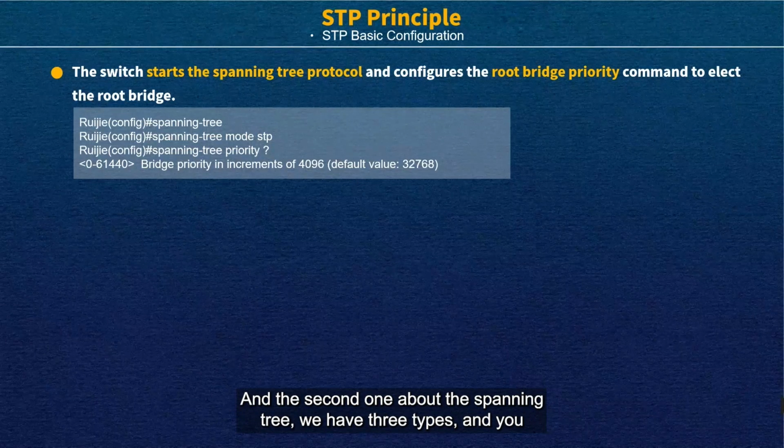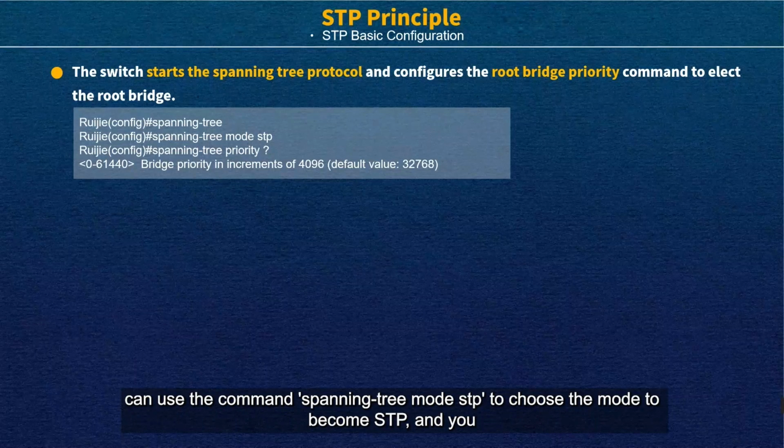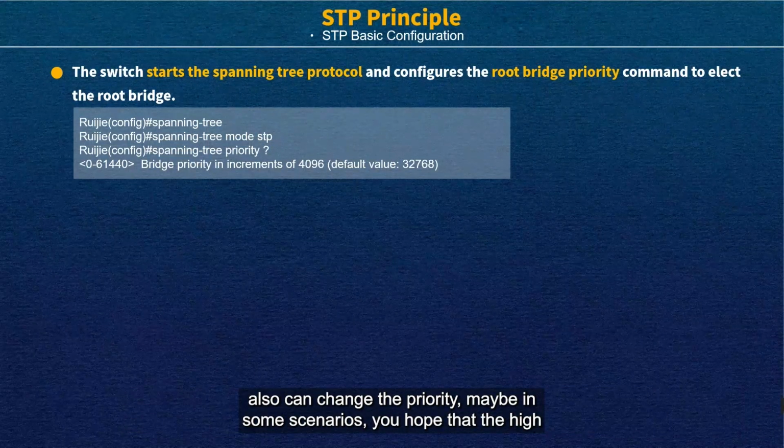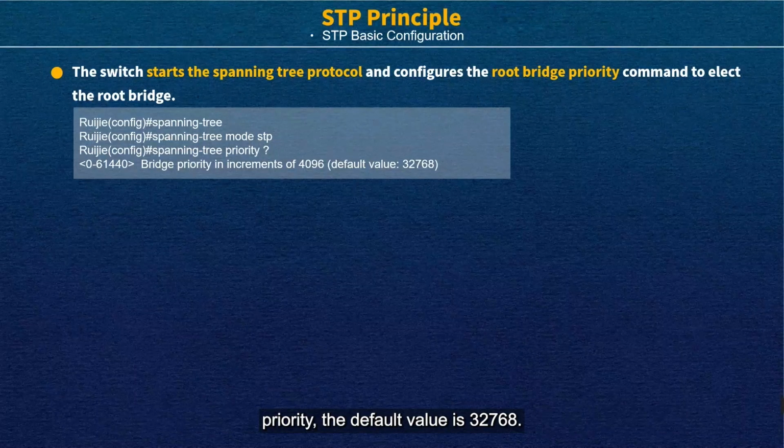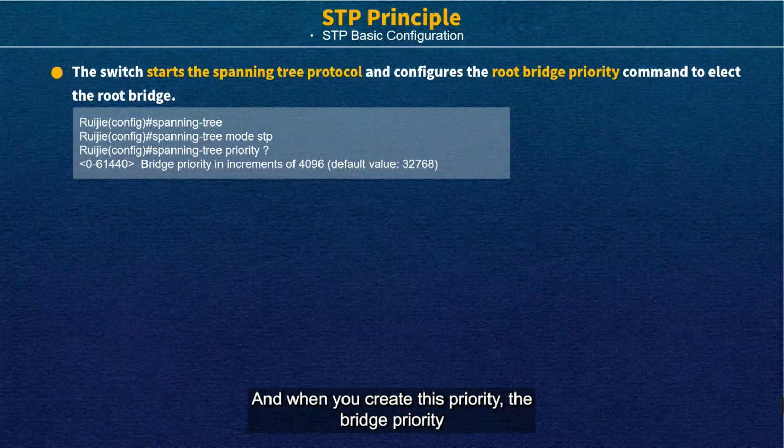The second step is about the spanning tree mode. We have three types, right? You can use the command spanning-tree mode stp to choose STP as the mode. You can also change the priority. In some scenarios you hope a high performance device can be the root bridge, so you can directly change the priority. The default value is 32768.